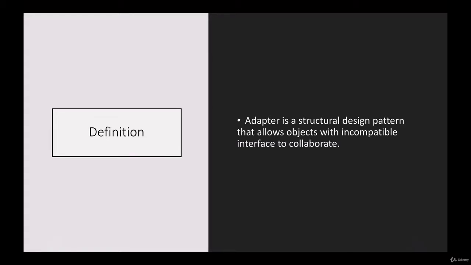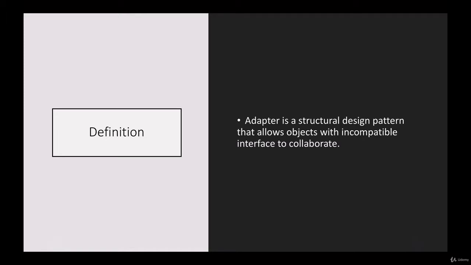Now, what does this mean? What does this incompatible interface to collaborate mean? This is the main essence of this adapter design pattern. So what adapter pattern basically allows is some interfaces which are incompatible, which we want to reuse. By using adapter pattern, we can reuse those interfaces without writing extra code.